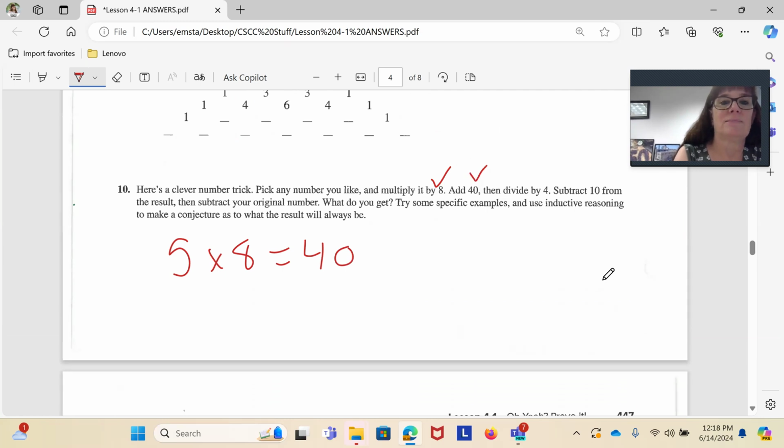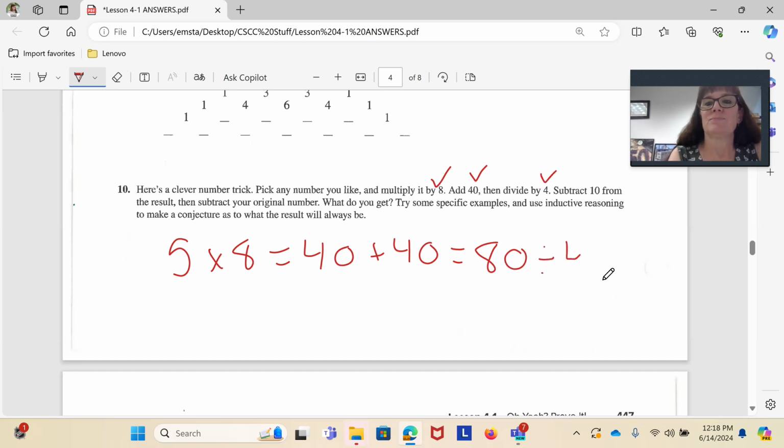Add 40. And you can use your calculator as much as you need to do this arithmetic. Divide by 4. Subtract 10. And then subtract your original number. My original number was 5.